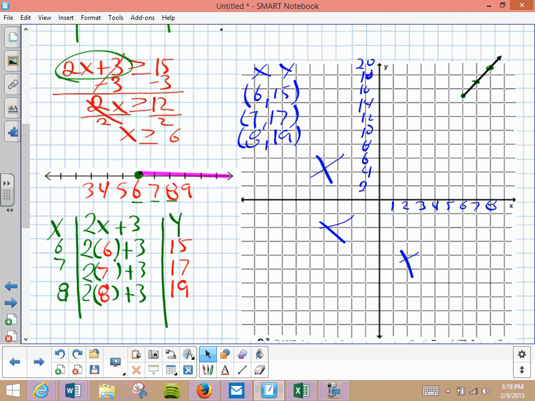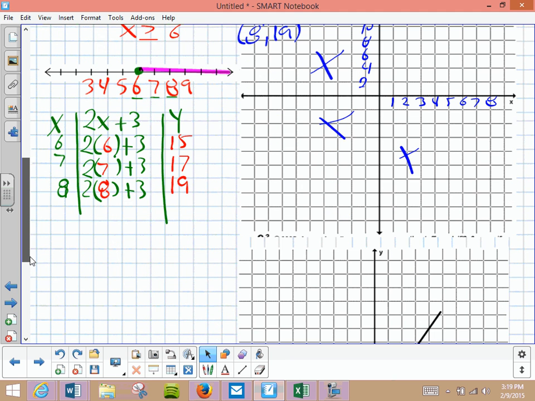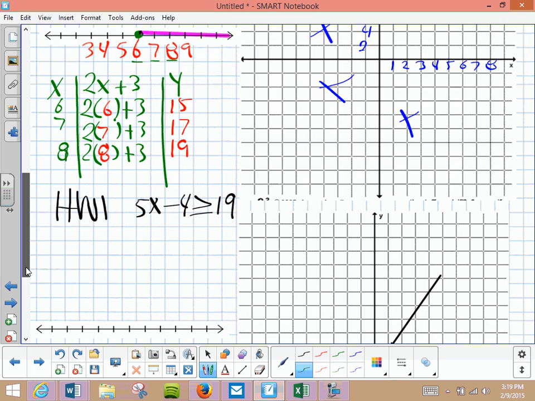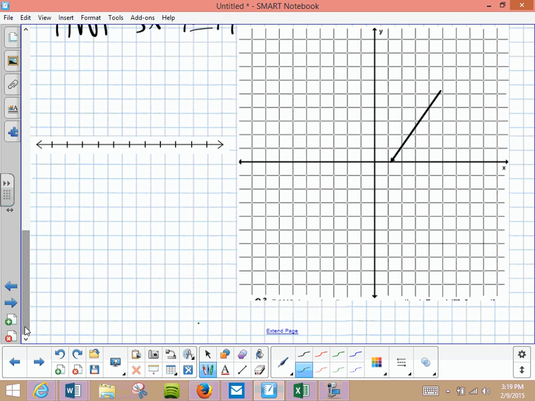All right. The homework for this part, which is homework 1, you don't have to copy it, but this is the first example. Homework 1 would be to do 5x minus 4 is greater than or equal to 19. I'm going to leave it there, but we're moving on to the next problem. It's in the video. It's the whole idea.